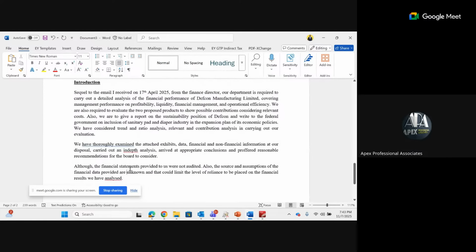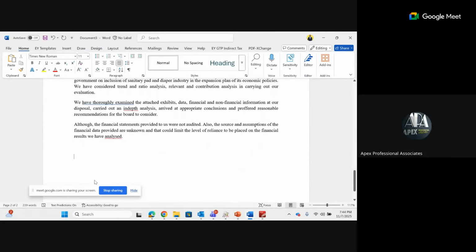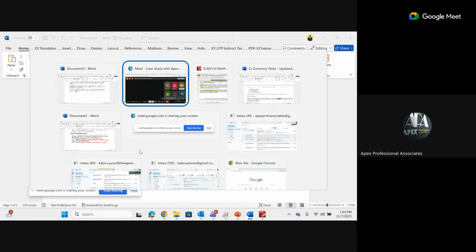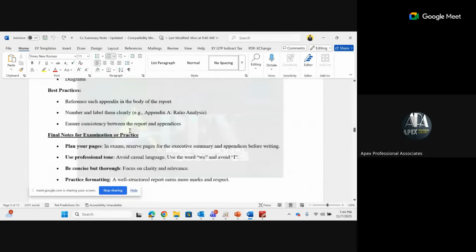So with this, you are good with the introduction. You would have come across several ways of writing one, so you can just adopt one that fits you. But this is a good example based on the case that we are actually analyzing. Where your introduction stops, then move to the main body, main analysis. Let's go back to our steps.